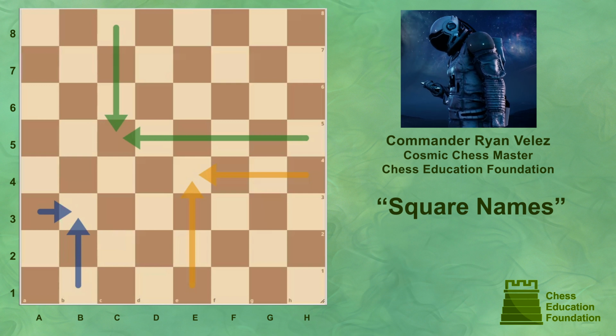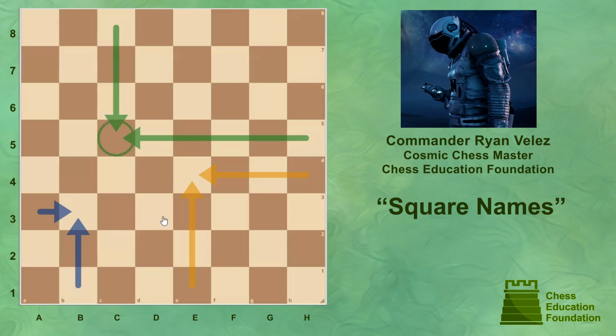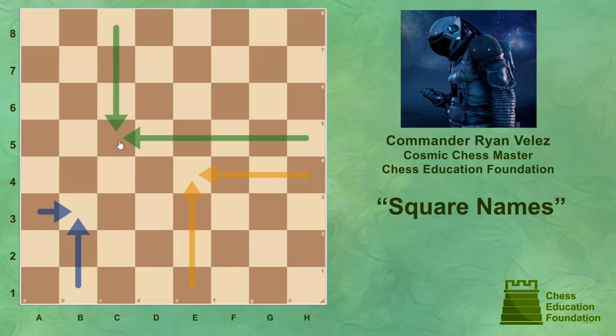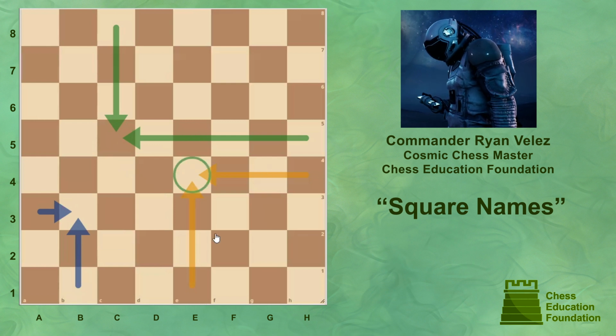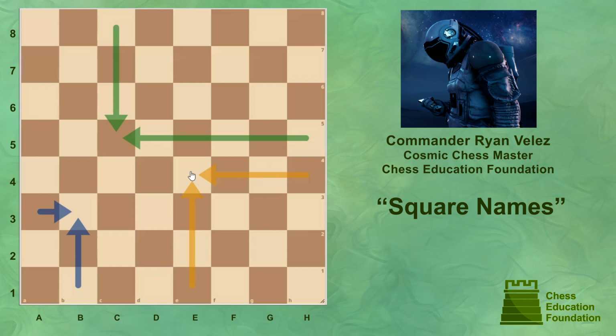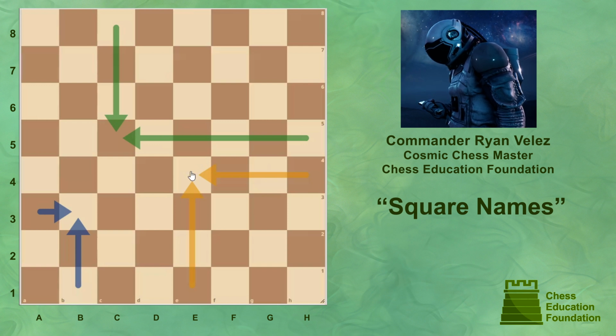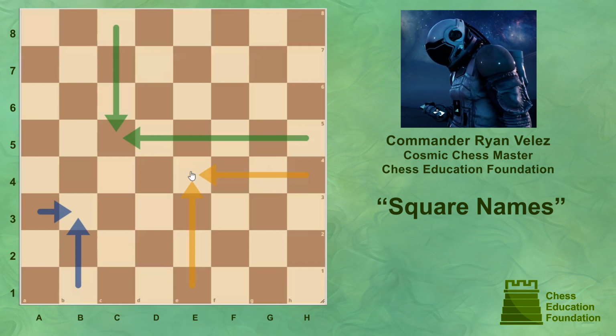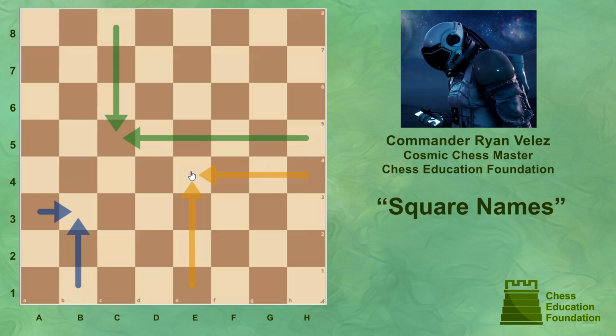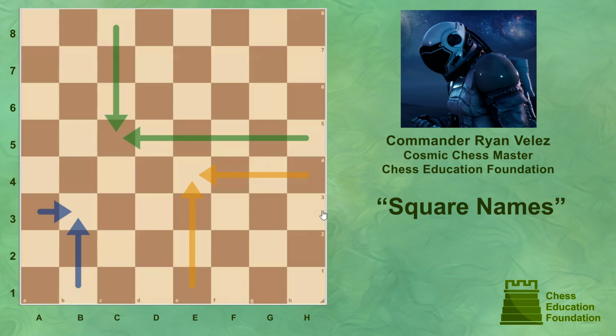So if we want to look for the C5 square, we would find the C and the 5, and we would travel to where the C and the 5 meet, and on this square is C5. And finally, E4 is where the E and the 4 meet up, right here. So every square has an address that starts with a letter and ends with a number. So whenever a chess coach says, move your knight to F3, then you'll know to look for the F and the 3, which would be right here.